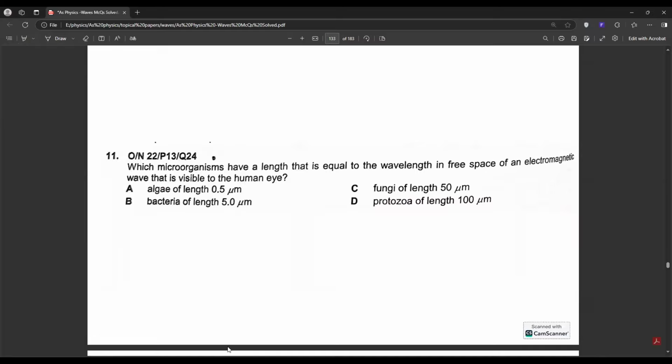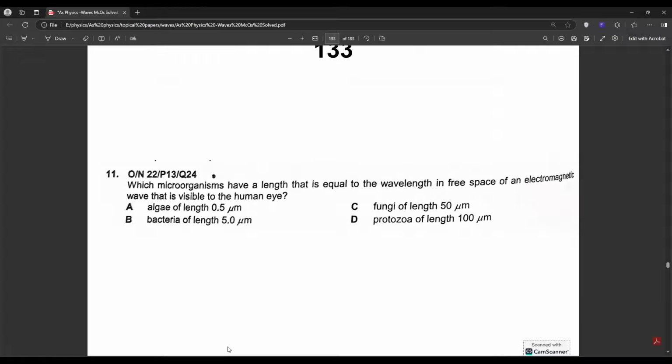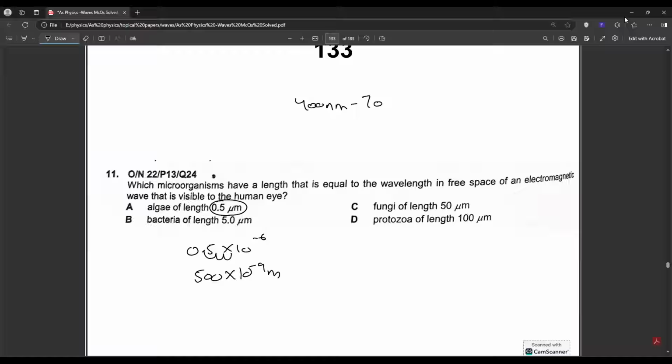Which microorganism has a length that is equal to the wavelength in free space of electromagnetic wave that is visible to the human eye? So perfect. The wavelength visible to the human eye is what? 400 to 700 nanometer. Okay. Any answers here that resemble this? Yes, if you see this, option A is 0.5 × 10 raised to the power of minus 6. If you take this decimal 1 point, 2 point, 3 point forward, 500 × 10 raised to the power of minus 9 meters. This lies between the visible range of light, that is 400 to 700 nanometer. And this is 500 nanometer. A is your answer. Let's further move ahead.